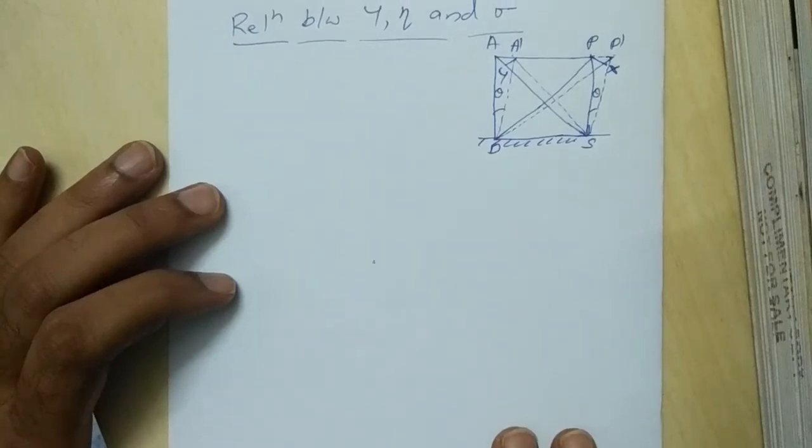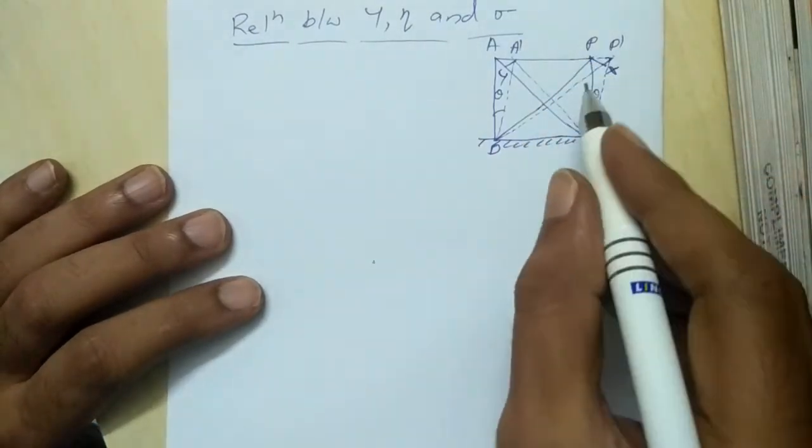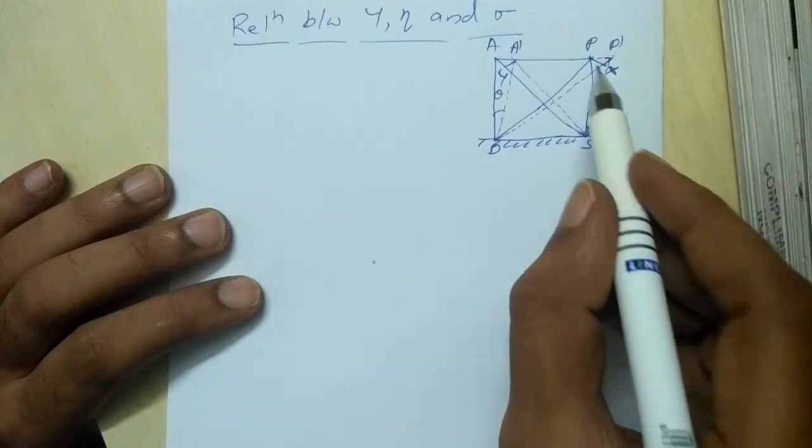Dear students, in this presentation I am going to discuss the relationship between Young's modulus, Y, rigidity modulus, eta, and sigma, the Poisson's ratio. So here the diagram is very similar to the previous one which we have already discussed.